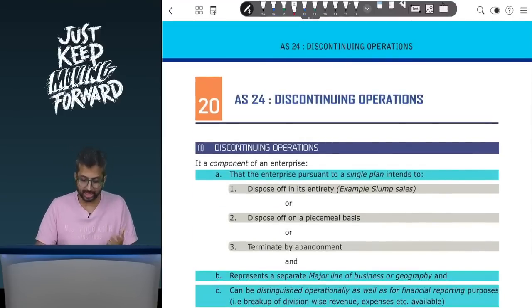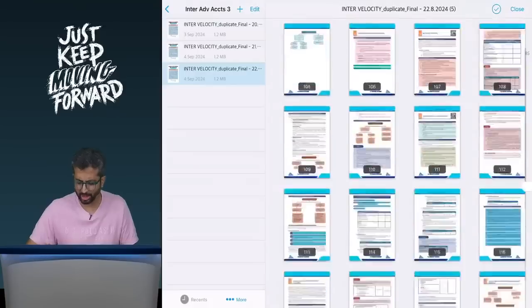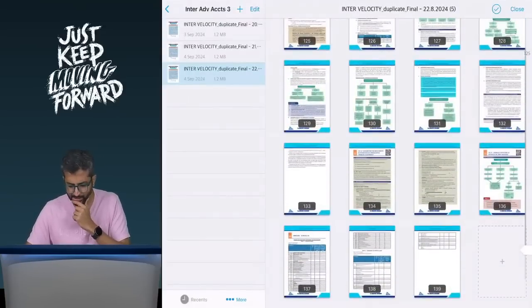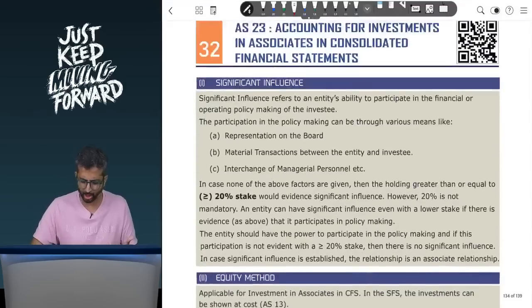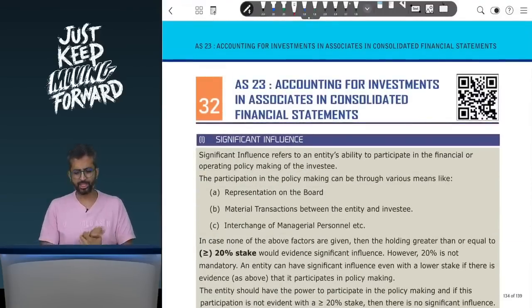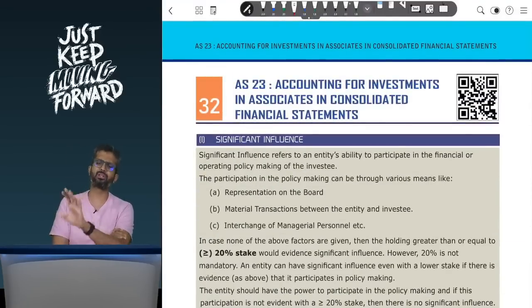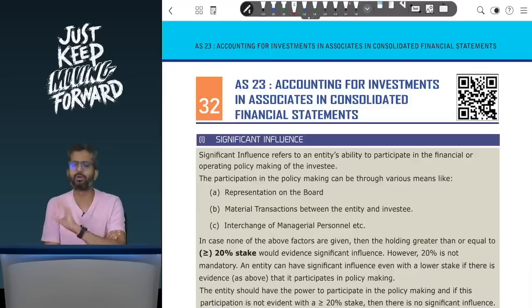Next, you have AS23. AS23 is on associates. We have a separate video for this, and we have tried to keep this somewhere at the end along with consolidation. Only subsidiary consolidation is very detailed. This is quite a small 4-5 mark question that can come.